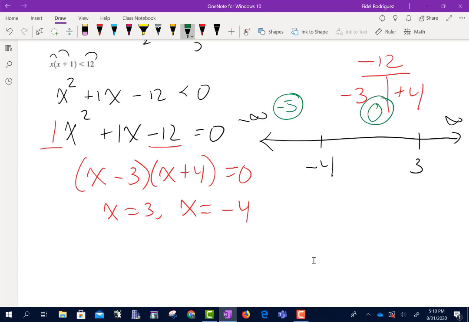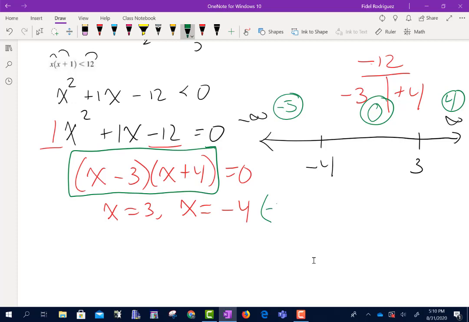I want a number that's smaller than negative 4. I don't know, why don't we try negative 5? I want a number somewhere between negative 4 and 3. I'm going to tell you right now, 0 is a real easy number always to plug in, okay? And I need a number bigger than 3. Let's try 4, okay?